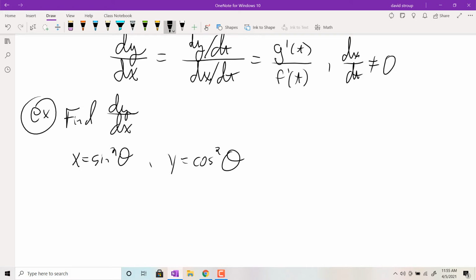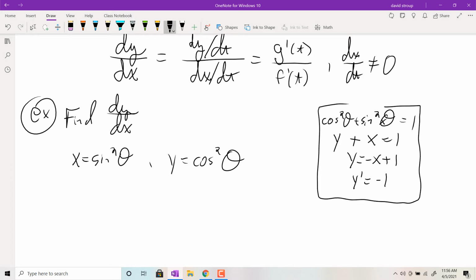Okay, so in rectangular coordinates, you can convert this and figure out the derivative there. If you were to do so, just recall the Pythagorean identity, cosine squared plus sine squared is 1. So in this case, you could replace cosine squared with y and sine squared with x. And this should be the equation of a line, y equals negative x plus 1. So the derivative, y prime, will just be the slope of that, which is negative 1. And we should get the same thing doing this derivative in this different manner.